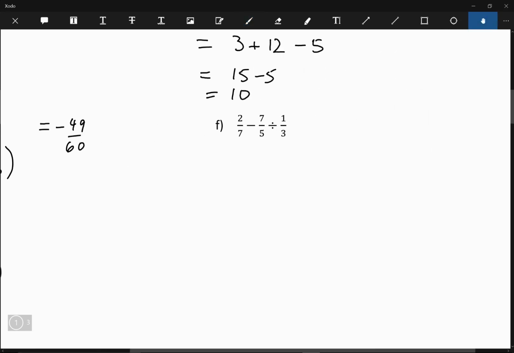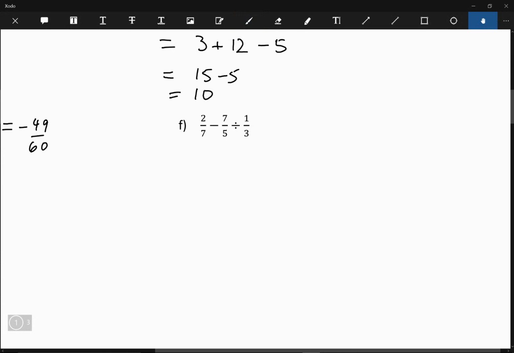All right, next one. So 2 over 7 minus 7 over 5 divided by 1 over 3. We can't divide fractions unless we convert to multiplication. So what I'm going to do is change the division to a multiplication and flip the 1 over 3 to 3 over 1. Okay? BEDMAS means I have to do the multiplication first.